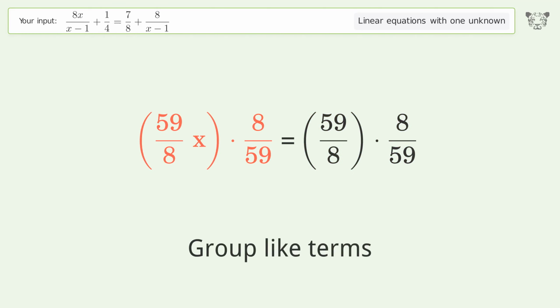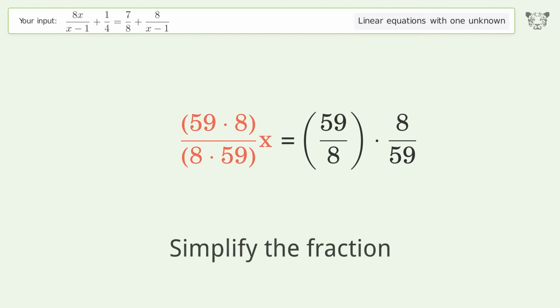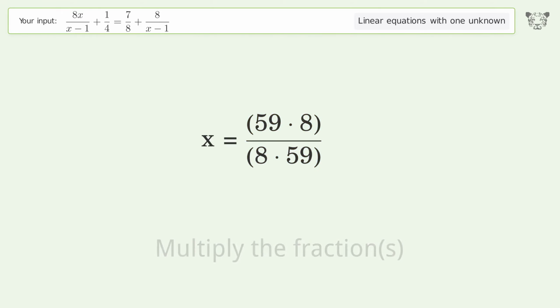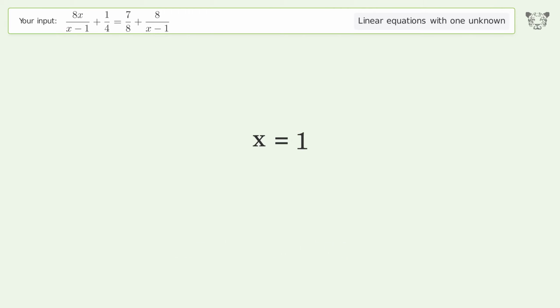Group like terms. Multiply the coefficients. Simplify the fraction. Multiply the fractions. Simplify the fraction. And so the final result is x equals 1.